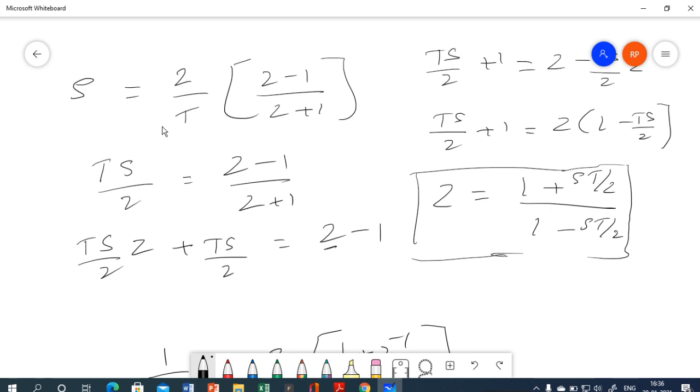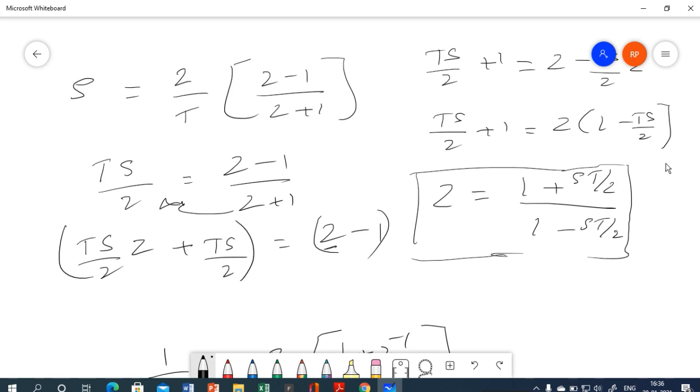So multiply Ts by 2 to the RHS, so you get (z minus 1) by (z plus 1). Multiply this (z plus 1) to this term, and we will get Ts by 2 z plus Ts by 2. This one is multiplied here. So if I multiply this, we will get this term equals to z minus 1, because I have multiplied with this term. So now we have to solve it for z.